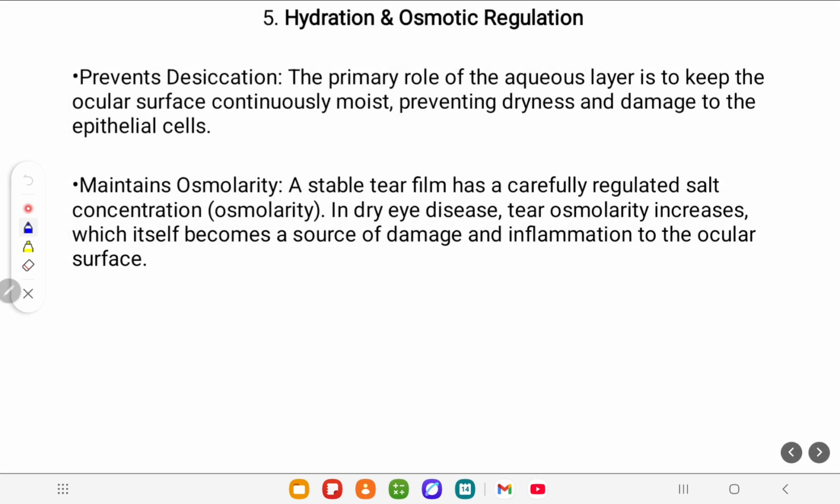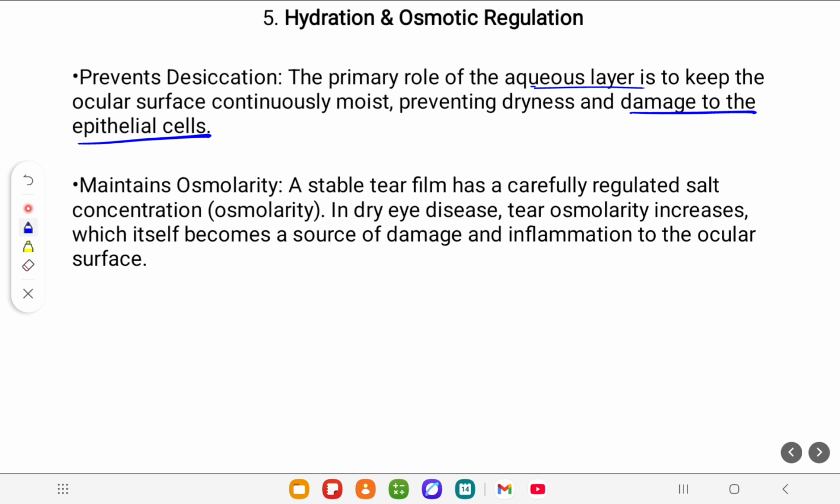Finally, hydration and osmotic regulation, and prevention of desiccation. The primary role of the aqueous layer is to keep the ocular surface continuously moist and prevent dryness and damage to the epithelial cells. In dry eye patients, damage to epithelial cells is common, and that's why there is fluorescein staining and rose bengal staining.